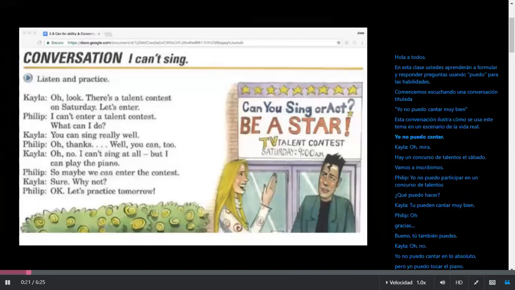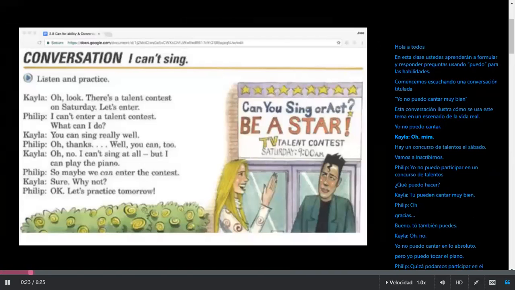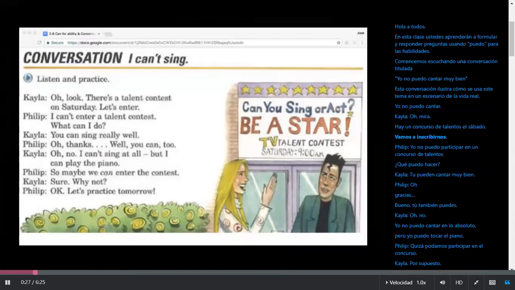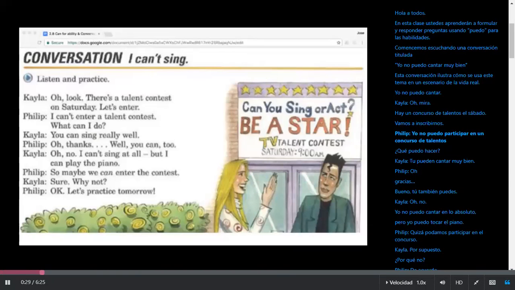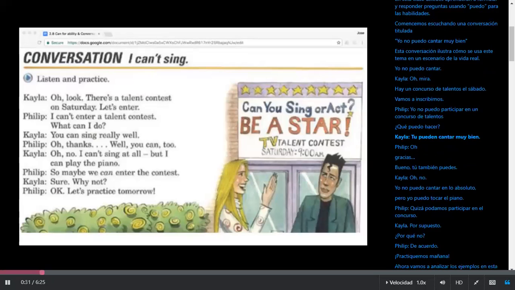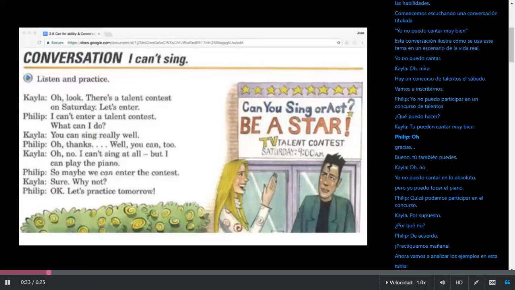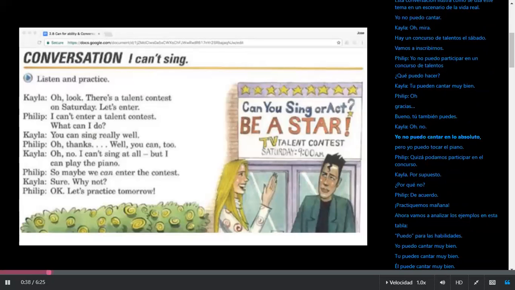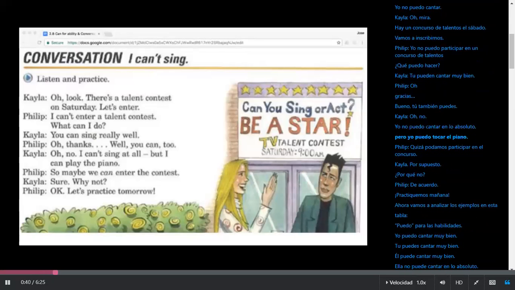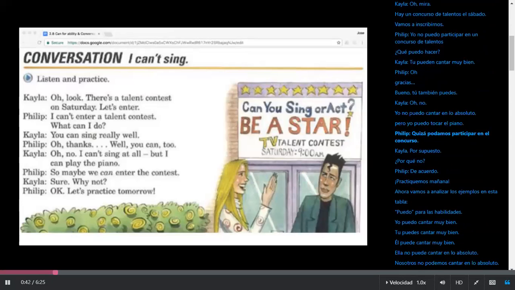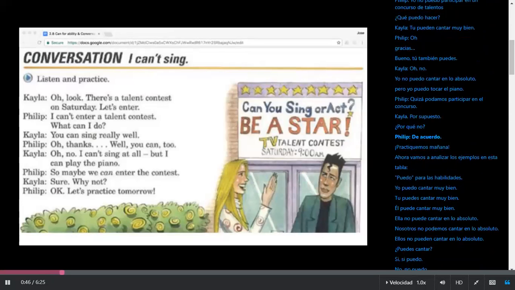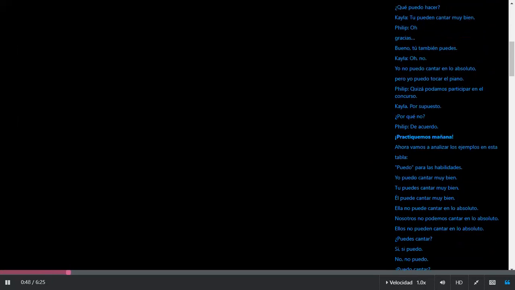I can't sing. Oh, look, there's a talent contest on Saturday. Let's enter. I can't enter a talent contest. What can I do? You can sing really well. Oh, thanks. Well, you can too. Oh, no, I can't sing at all, but I can play the piano. So maybe we can enter the contest. Sure, why not? Okay, let's practice tomorrow.